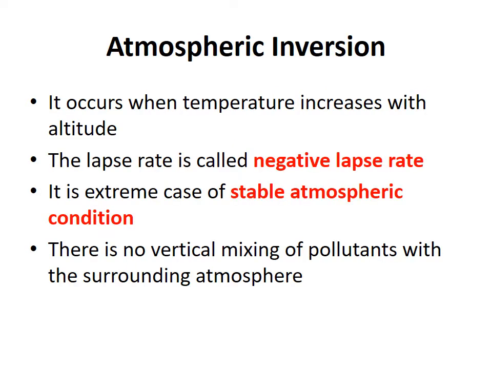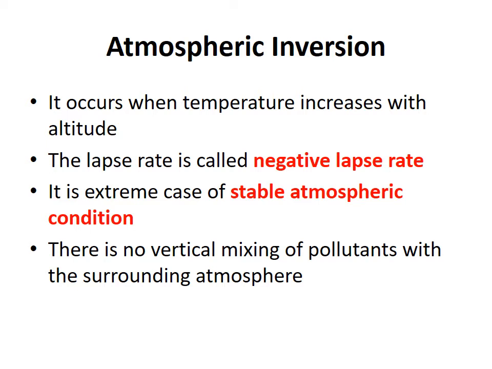Atmospheric inversion. Atmospheric inversion occurs when the temperature increases with altitude. We have seen in the normal lapse rate that there is a decrease in temperature with respect to altitude. But in case of inversion, it is the opposite. That is, there is an increase in temperature as we go upwards. This type of lapse rate is called a negative lapse rate.